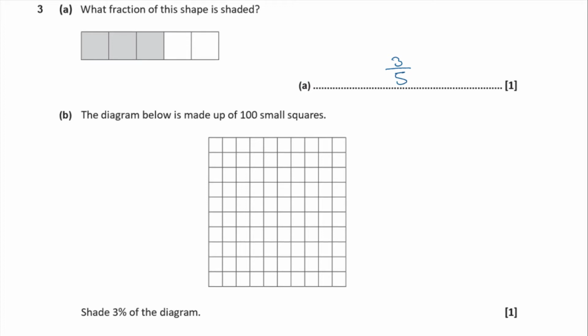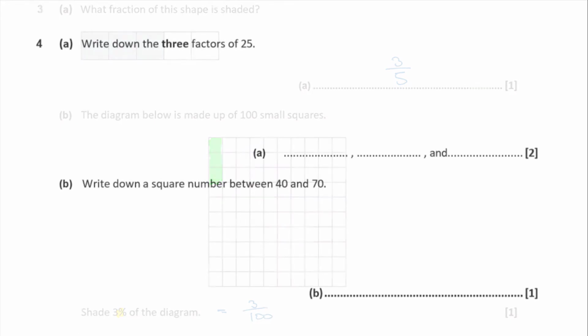The diagram below is made up of 100 small squares. Shade 3% of the diagram. Well, a percentage is just simply a fraction over 100. So 3% is the same thing as 3 out of 100. Now, if I've got 100 little squares and I want to shade 3% of them, that means I'm going to have to shade 3 squares then, aren't I? So as long as I shade any 3 squares on this grid, I'm going to get the marks for this question. Okay, gone over a little bit there, but I'm sure I'll be let off. Okay, so yeah, 3 out of 100 there is 3%.